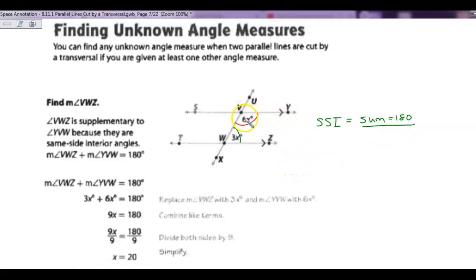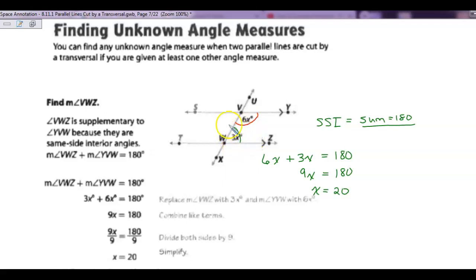Knowing that, I can find out what x is by adding the two together. So I know that if I take 6x plus 3x, I'm going to get 180 degrees. I can combine these like terms. 6x and 3x makes 9x all together. And then I can divide by 9, and that's going to give me 20. So x is 20. So we can find the measure of the missing variable.